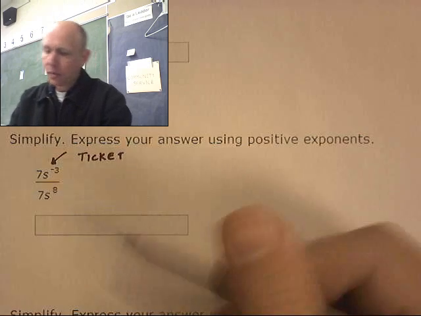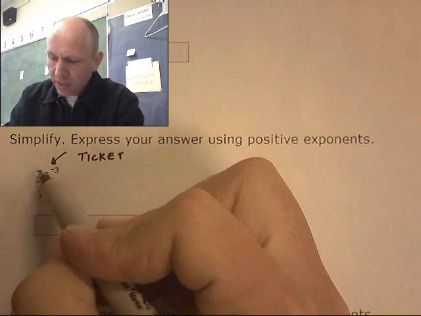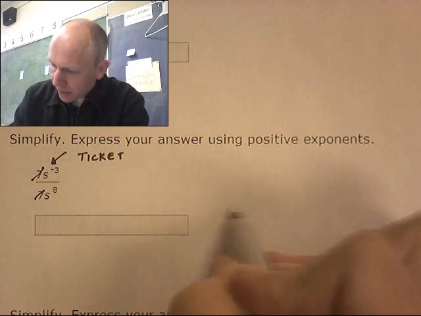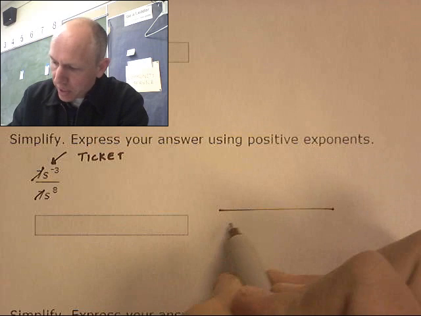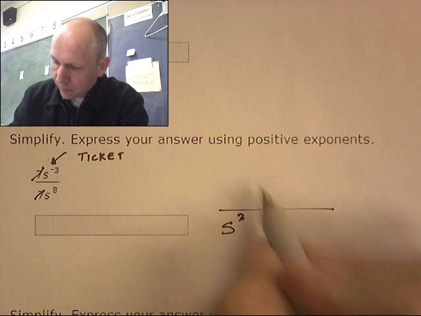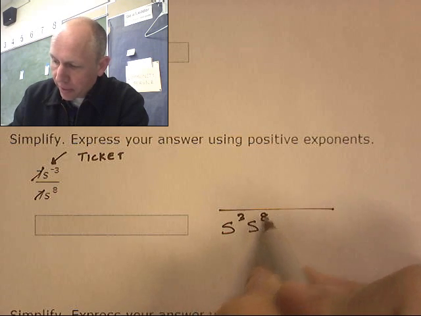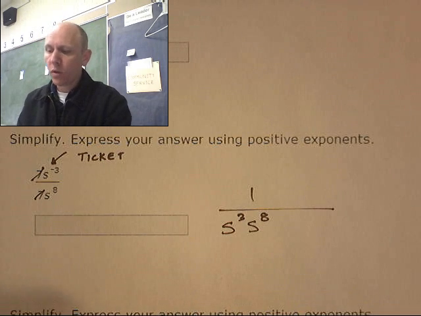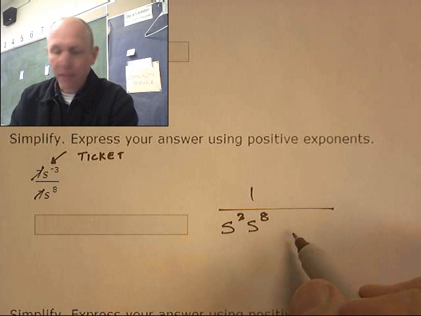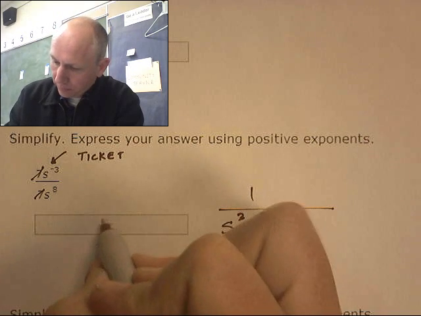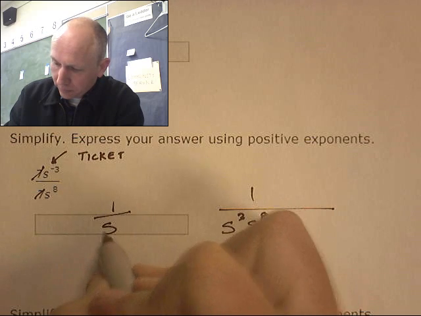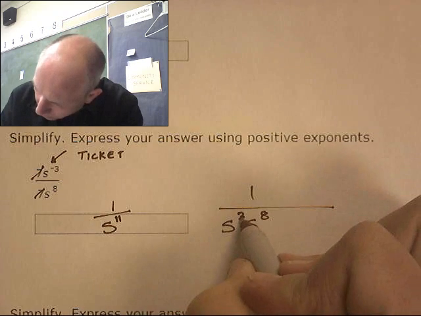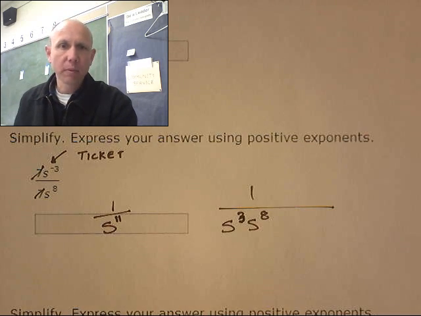Well, I think we can do a lot of this as we write it down. The 7s are going to cancel out. 7 divided by 7 is 1. Now I'm going to write this. I have s to the negative 3. He's going to go down to the bottom. And s to the 8th is already on the bottom. So what do I have? I have 1 over s to the 11th. There we go. That was a pretty crummy 3.